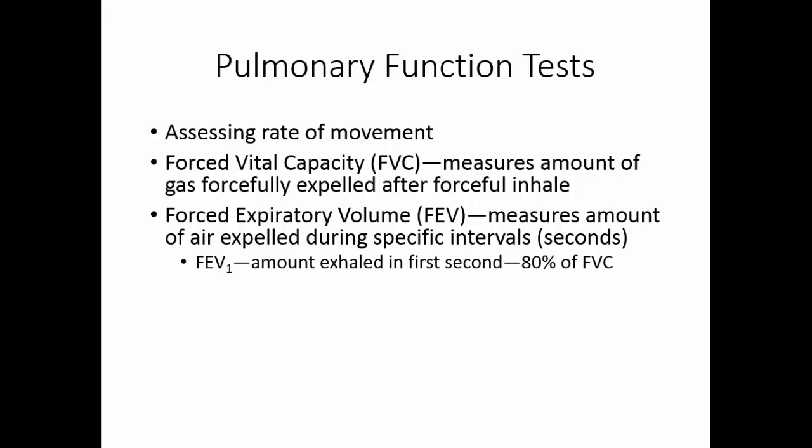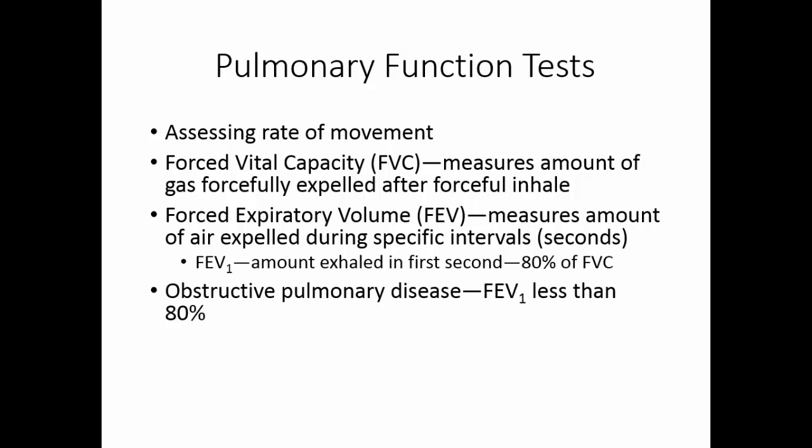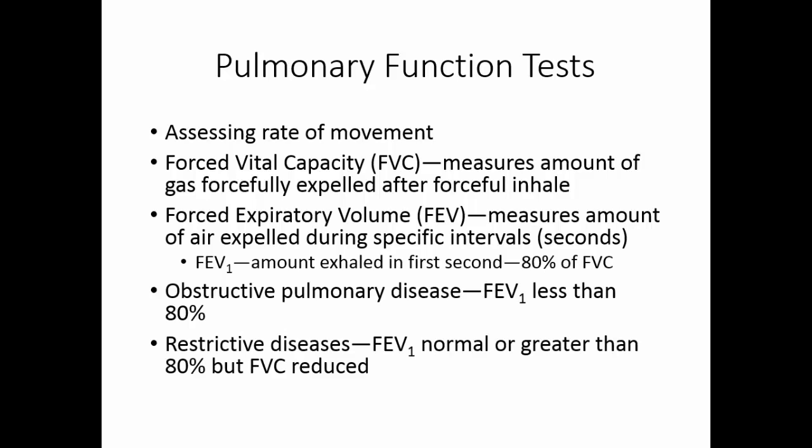For a healthy individual, about 80% of your forced vital capacity should be expelled in the first second you're exhaling. In obstructive pulmonary diseases, the FEV1 is less than 80%. In restrictive diseases, the FEV1 is normal or greater than 80%, but the forced vital capacity is reduced.